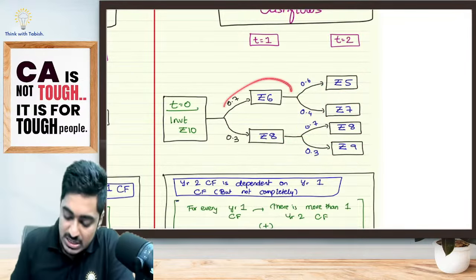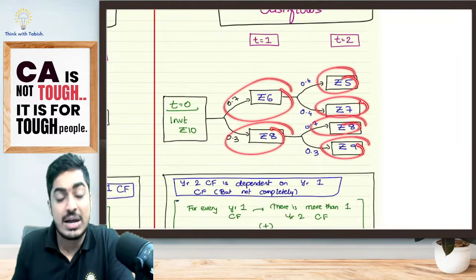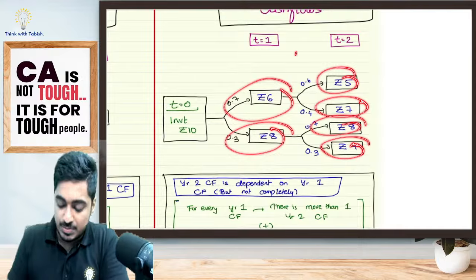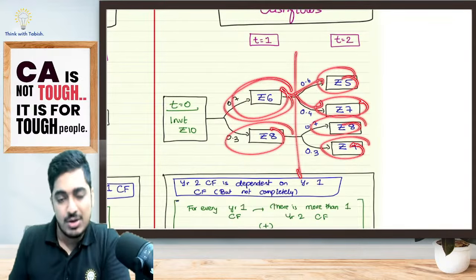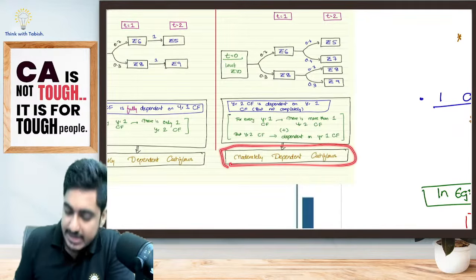Yes. Is it dependent? It is dependent. If year 1 is bad, year 2 also somewhere is bad. Year 1 is good, year 2 is also good. It is not completely independent. But is it fully dependent? Perfectly dependent? No, it is not perfectly dependent. If it is bad, again, multiple outcomes can be there. Yes or no? This is going to be my moderately dependent cash flow.